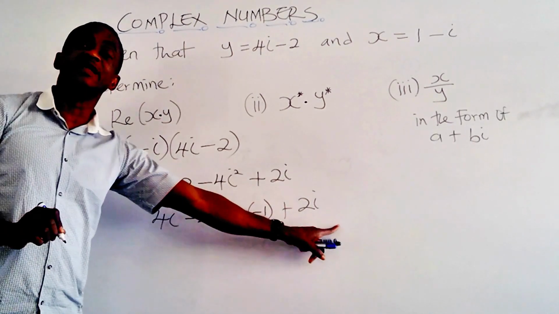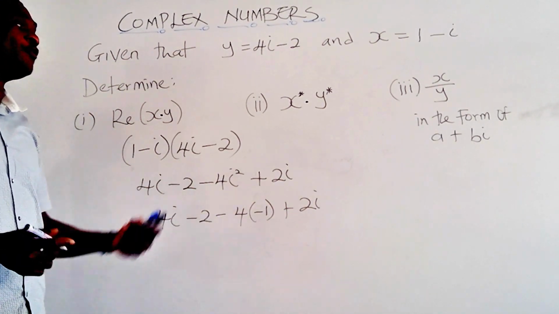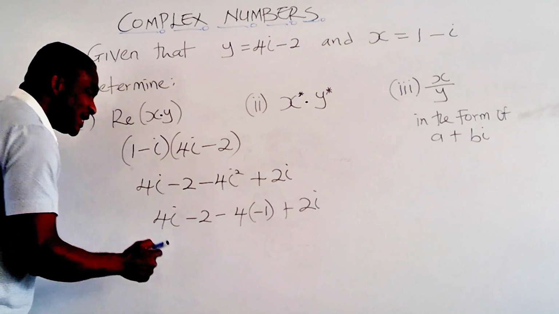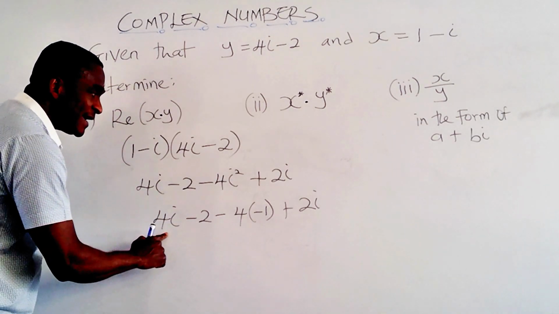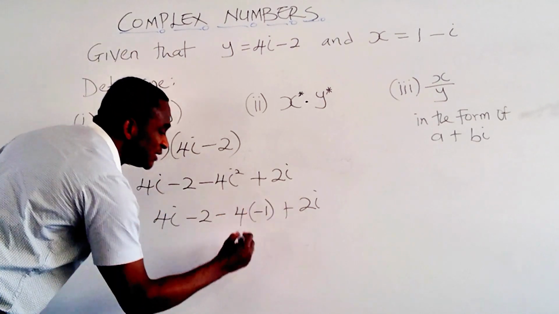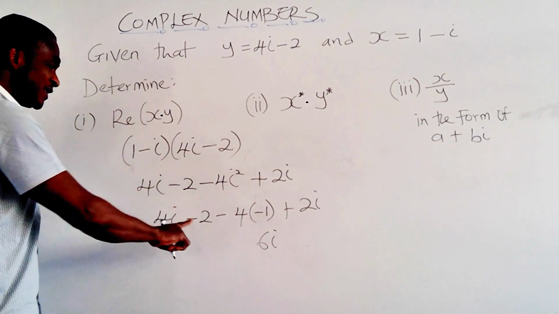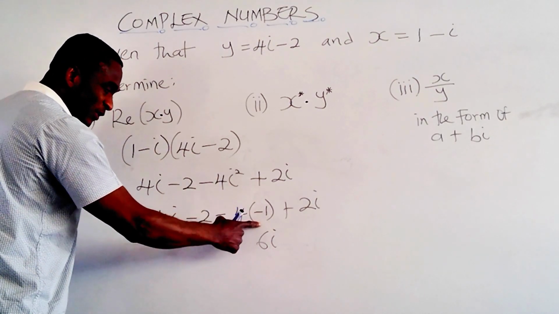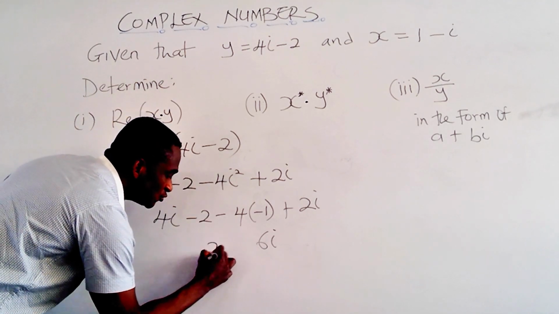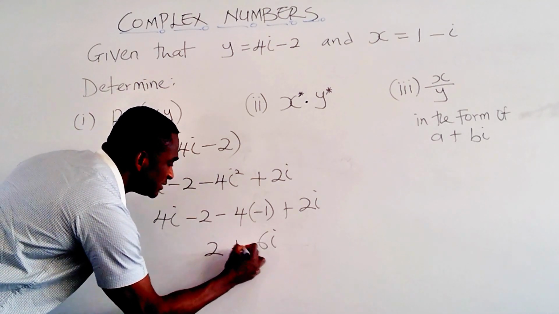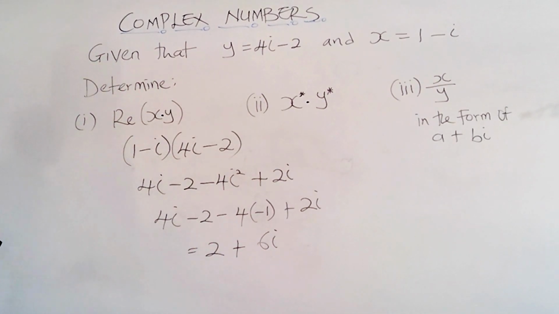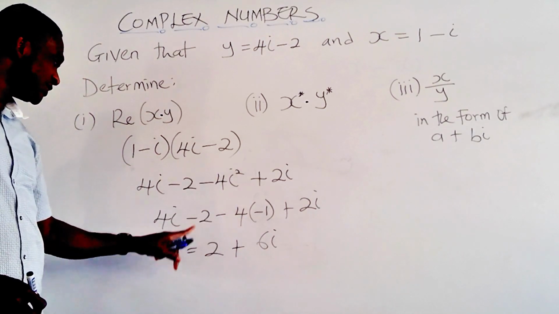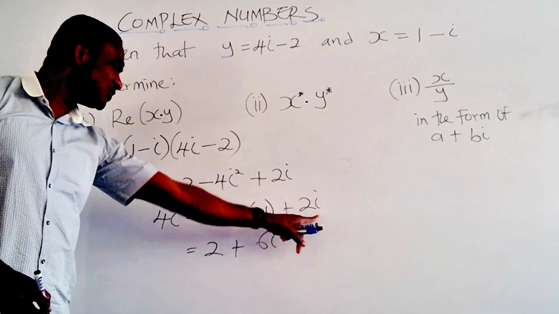No need to put root of negative 1 here, we want it in the form of a plus bi. Now let's collect like terms. We have 4i and we have plus 2i. That gives us 6i. And then from the numbers, negative 2, and negative 4 times negative 1 is plus 4. Negative 2 plus 4 is 2. So we have 2 plus 6i as the final answer here. So it's negative 2 plus 4, which is 2, and 4i plus 2i, which is 6i.